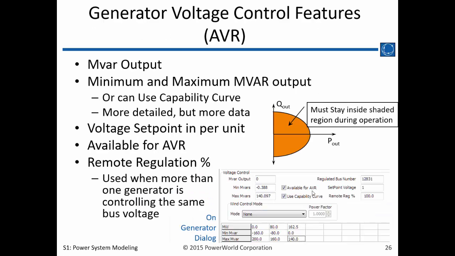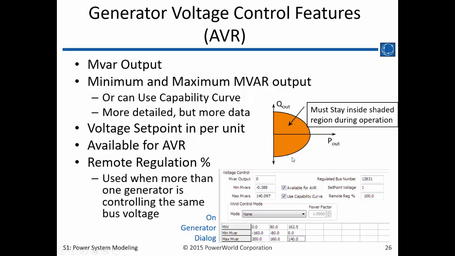The generator voltage control features, or AVR, is a megavar output. You typically supply a starting megavar output and a minimum and maximum megavar. You can also use a capability curve, which is more detailed but requires more data. Note that in most load flow models you get, the capability curves are not supplied. You're just given an absolute minimum and maximum, which means your curve over here would just look like a rectangle. You would have one constant value of maximum Q and a constant value of minimum Q for the entire range of P output for the generator.